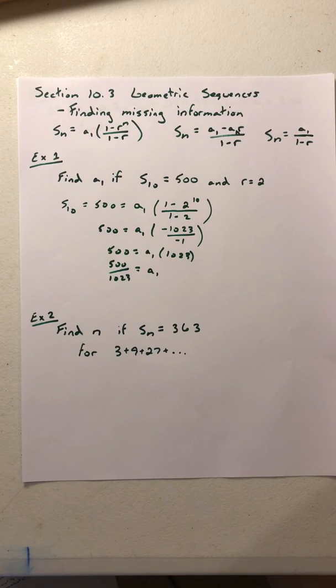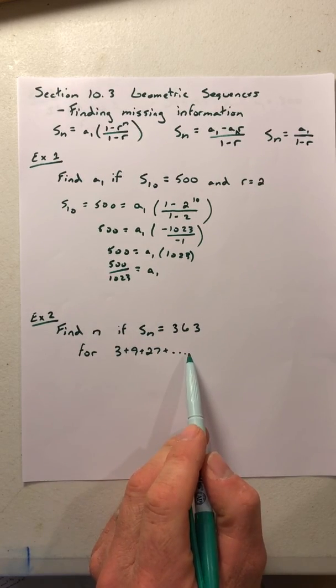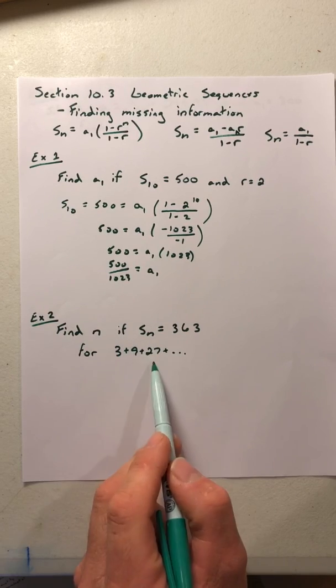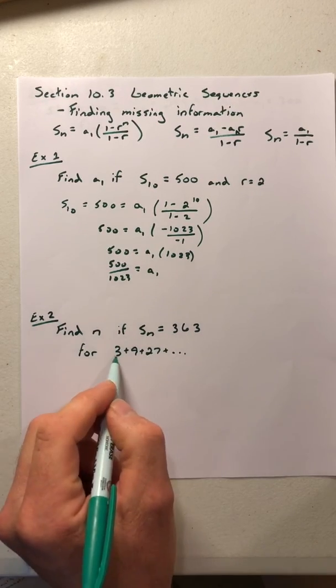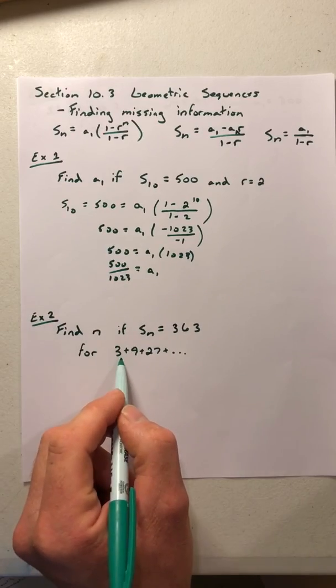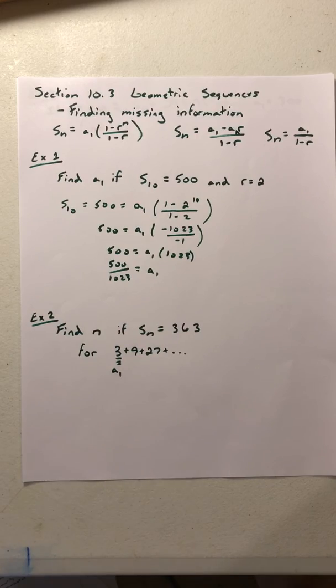Example 2, can we find n if s sub n equals 363, for the series 3 plus 9 plus 27, and so on and so forth? Again, we don't know that last number, and we don't know how many numbers there are. We do know the first term and the common ratio. It doesn't tell us up here in the given, but it does tell us here that our a sub 1, or our first term, is 3.